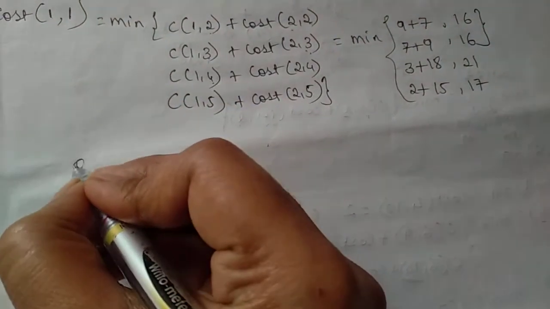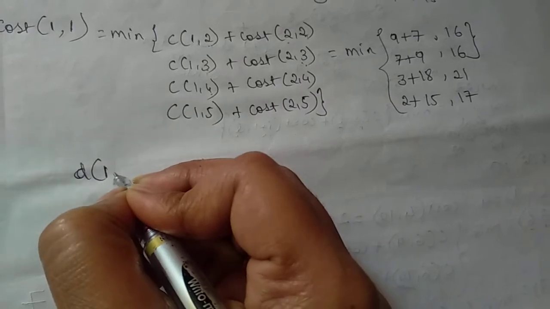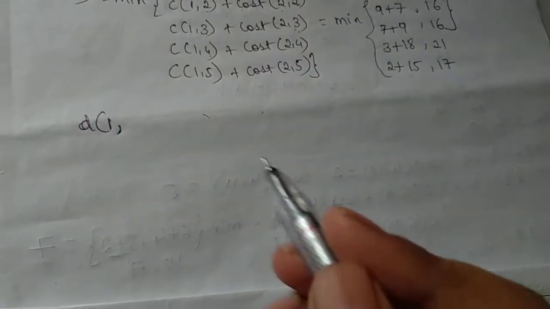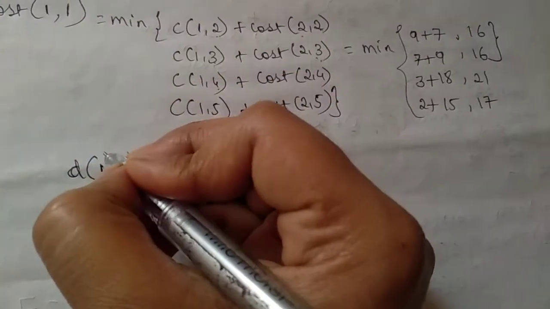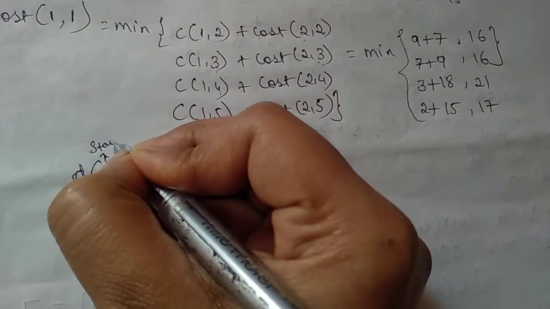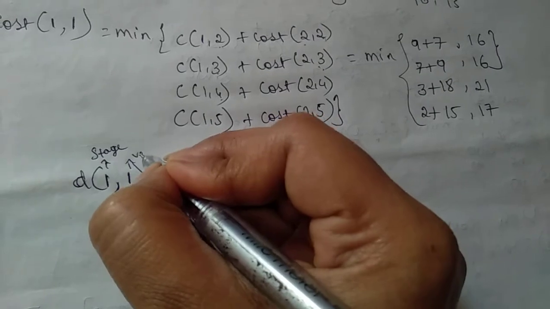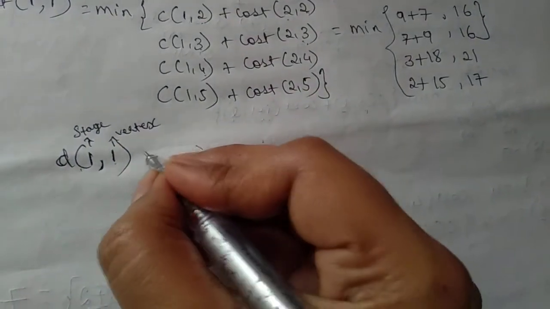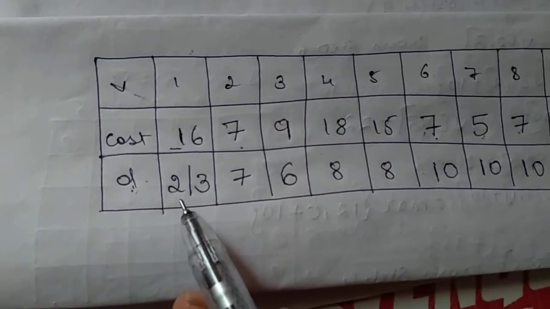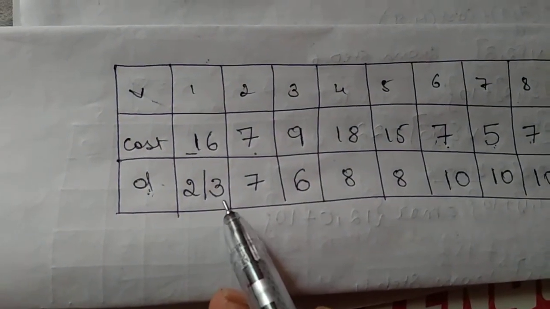See here in D, again D of 1, that is stage 1, vertex 1, because you have to take the first vertex. First vertex is present in stage 1. This is stage, this is vertex, don't get confused. Vertex 1 in stage 1. Where it is going, you can either go to 2 or 3. No problem. I'll just show you both.